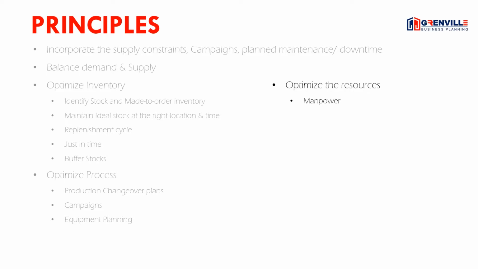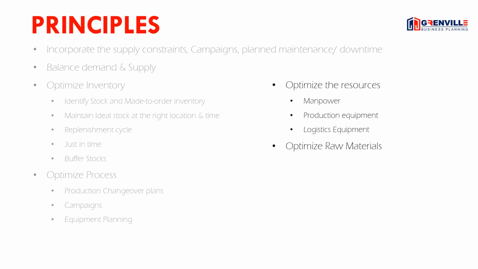And the next part is to optimize the resources. By this I mean the manpower, our production equipment, as well as the logistic equipment. Ensuring that we have an overall constraint in place, we make sure that we can optimize all these resources to keep the cost down as well as become more efficient.